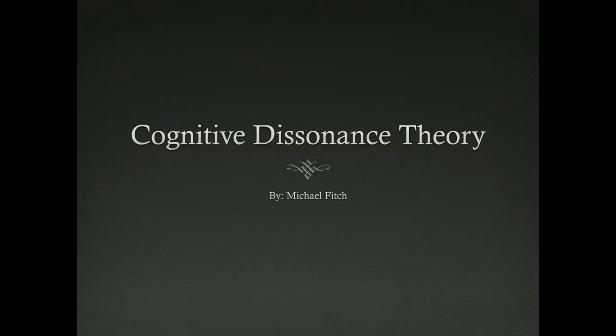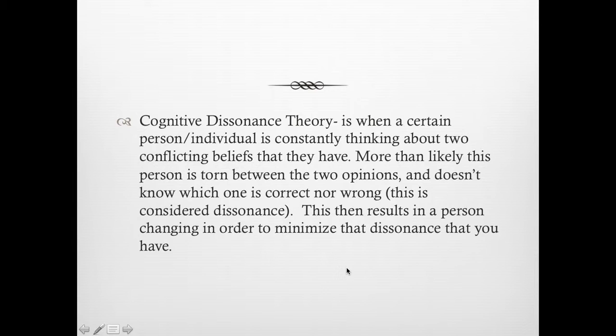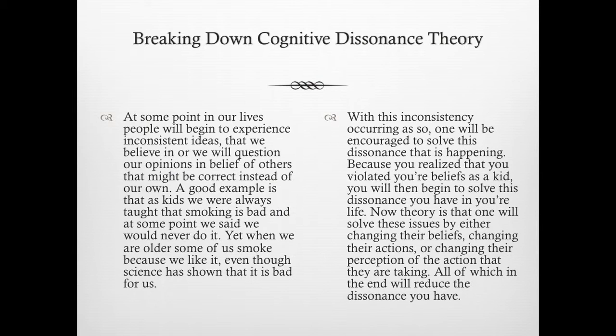Hello, my name is Michael Fitch, and I'll be doing the cognitive dissonance theory. Cognitive dissonance theory is when a certain person or individual is constantly thinking about two conflicting beliefs that they have. More than likely, this person is torn between the two opinions and doesn't know which one is correct nor wrong. This is considered dissonance. This then results in a person changing in order to minimize that dissonance.